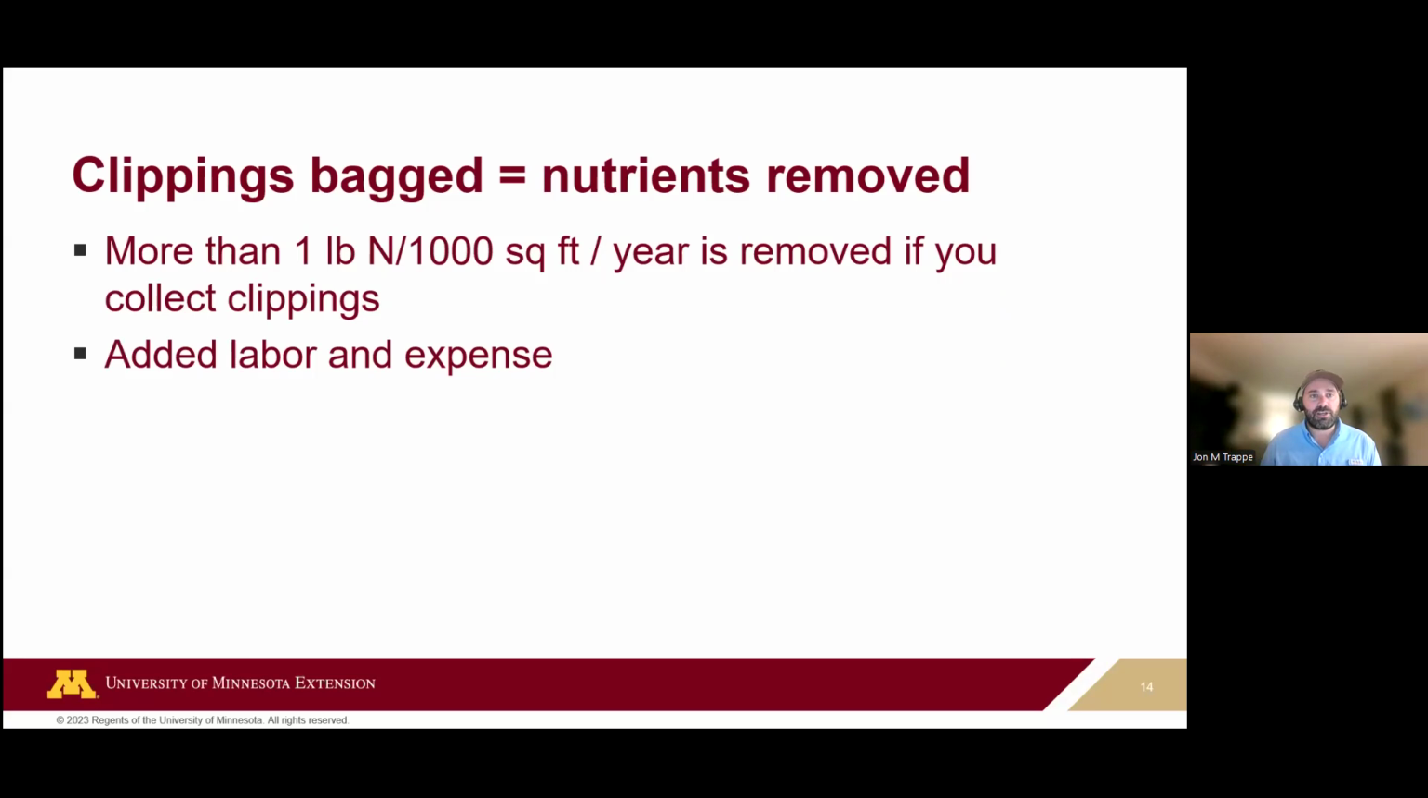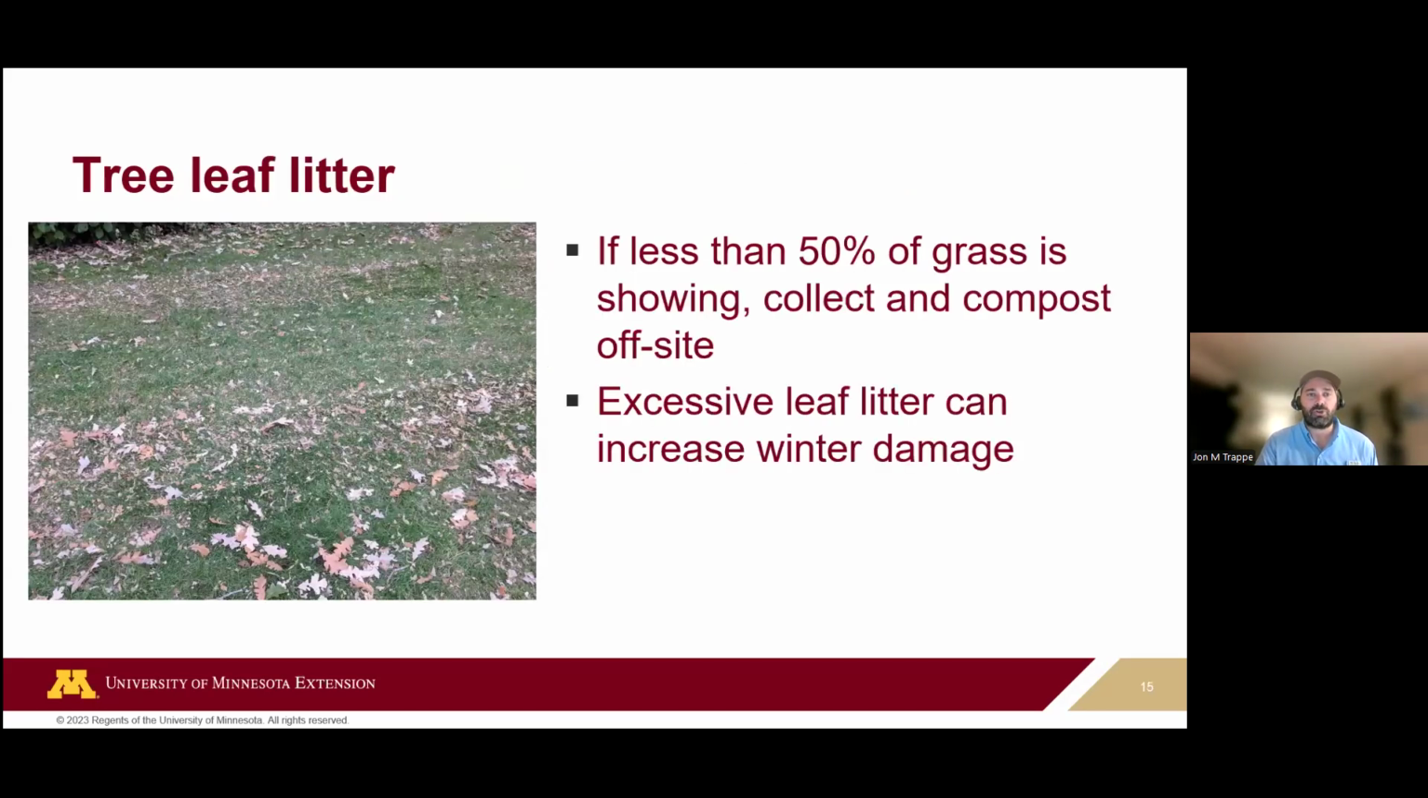But if you were to bag your clippings throughout the year, you're going to be removing about 1 pound of nitrogen per 1,000 square feet for the year. That equates to about half to 1/3 of the amount of nitrogen that we recommend to be applied for most lawns. So you effectively have to double, in some cases, the amount of nitrogen applied if you're bagging or collecting your clippings throughout the year. Of course, you have the added labor expense and things like that. That's why we always recommend to mulch or to return the clippings as you mow.